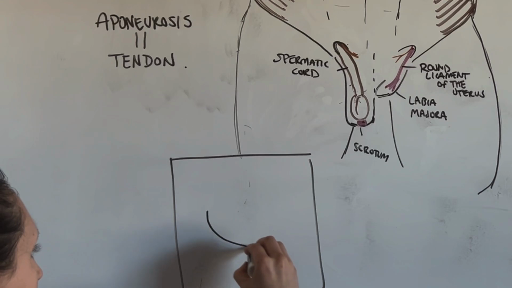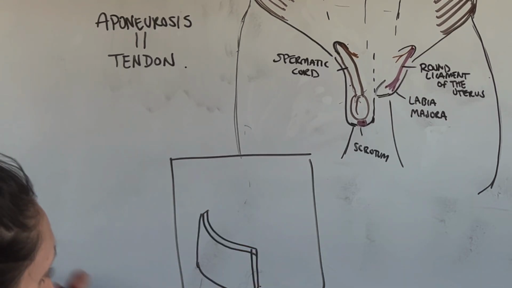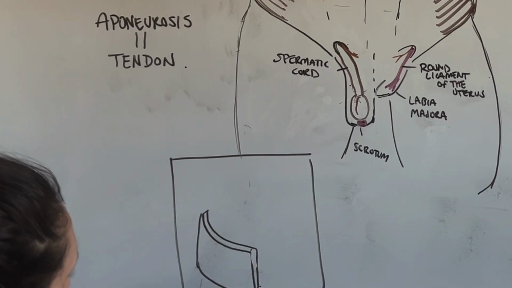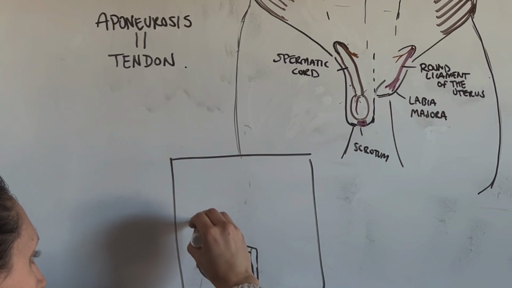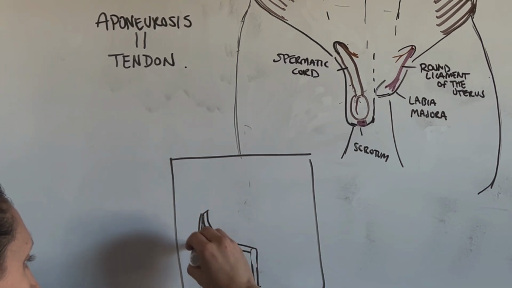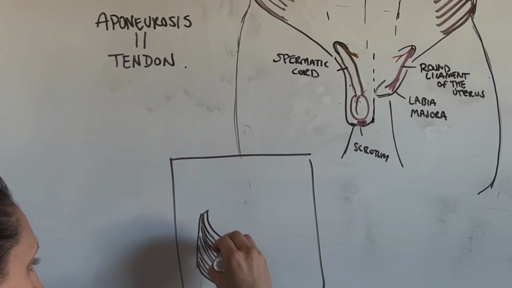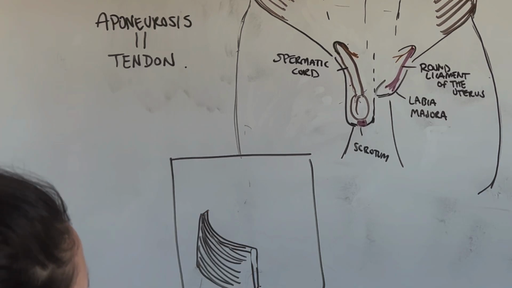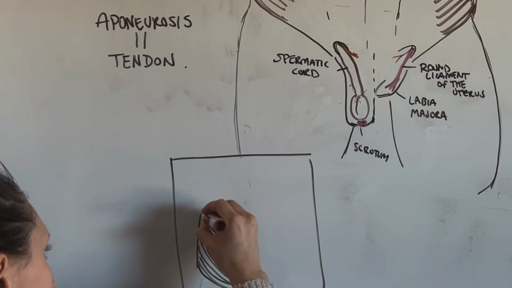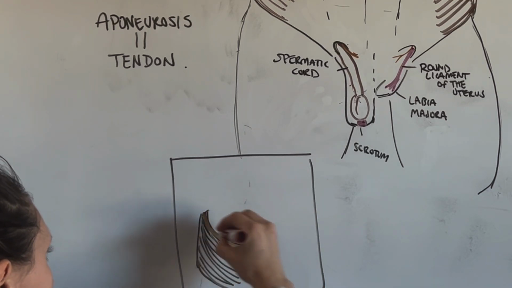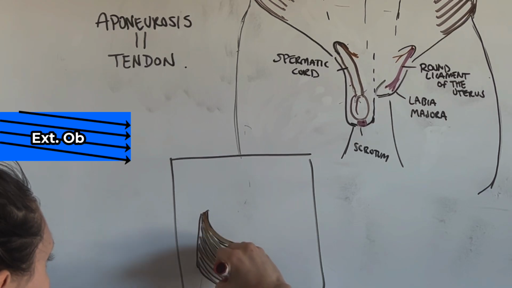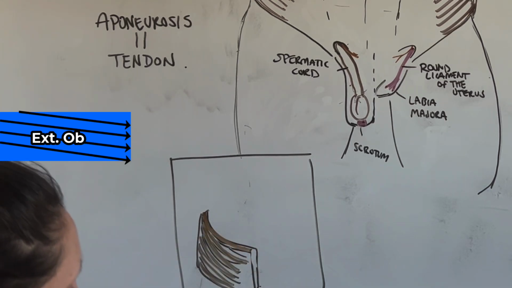So the first layer we'd see would be our external oblique and its aponeurosis. It has fibers going in a hands-in-pockets direction, and then it becomes a tendon. So our external oblique, I'm going to repeat myself a lot, I don't care: hands in pockets, fiber direction, most superficial.